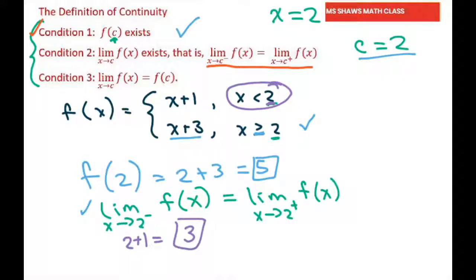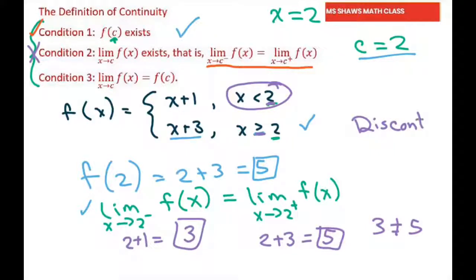On this one, we want the numbers that are bigger than or equal to 2. So we plug in 2 in here, and we get 2 plus 3 equals 5. Now, for the limit to exist, these two numbers need to be equal. And 3 does not equal 5. So condition 2 fails. So we don't even need to go on to condition 3. So this function is not continuous, it's discontinuous at x equals 2.